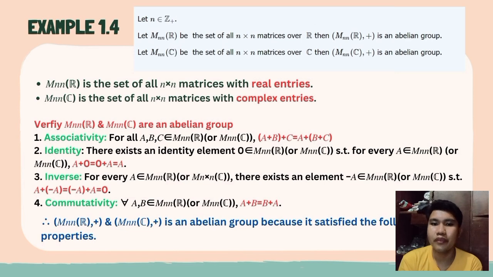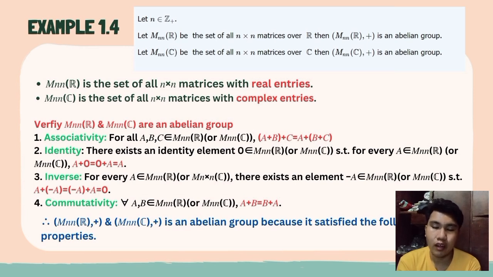For example 1.4, let n be an element of the integers with addition. Let M_n(R) be the set of all n times n matrices over the real numbers. Then the set of all n times n matrices over the real numbers with addition is an abelian group. Let M_n(C) be the set of all n times n matrices over the complex numbers. Then the set of all n times n matrices over the complex numbers with addition is an abelian group.